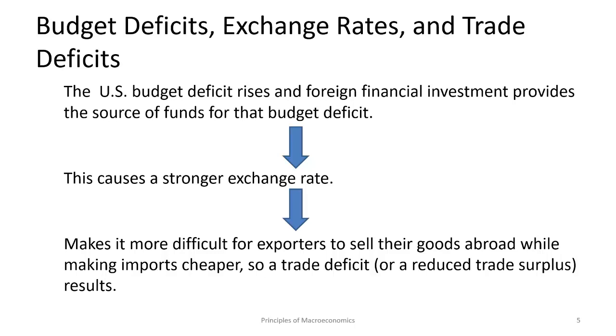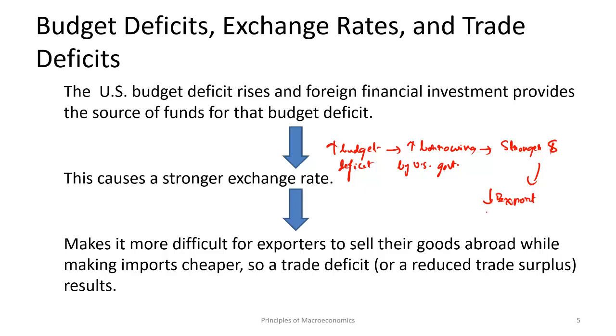So here's the connection. Increased budget deficit means increased borrowing by the US government, which leads to a stronger dollar. A stronger dollar means lower exports, because for foreigners it becomes expensive to buy American products, and higher imports, which means increased trade deficit. And this is the basic connection between running a fiscal deficit and a trade deficit.